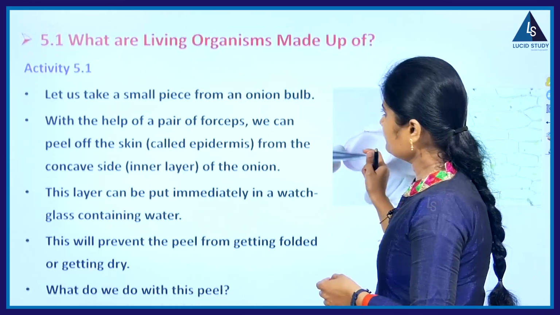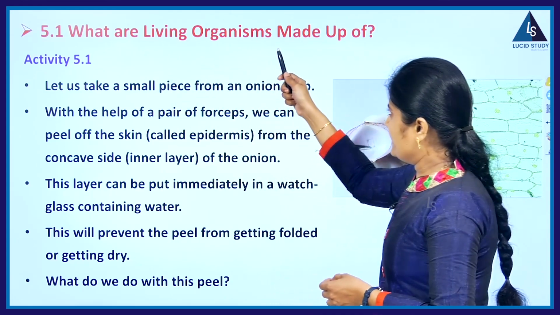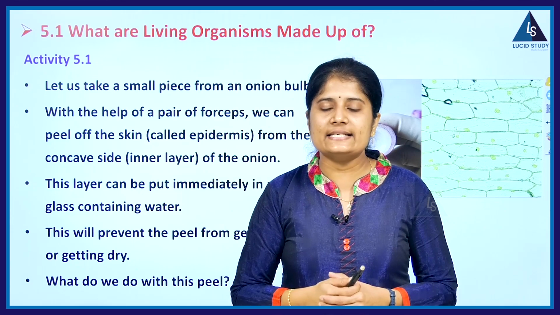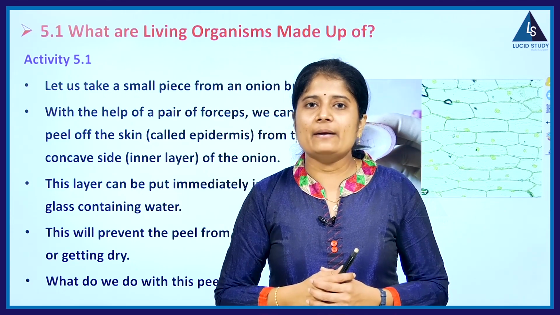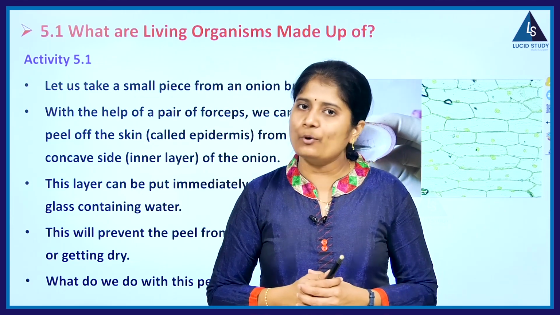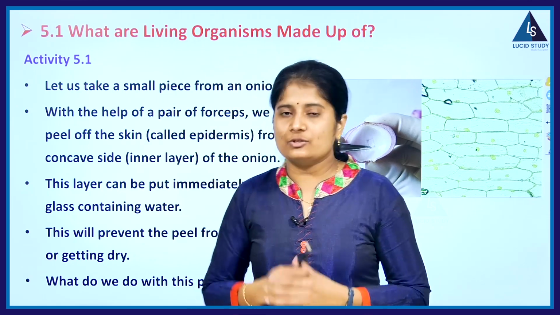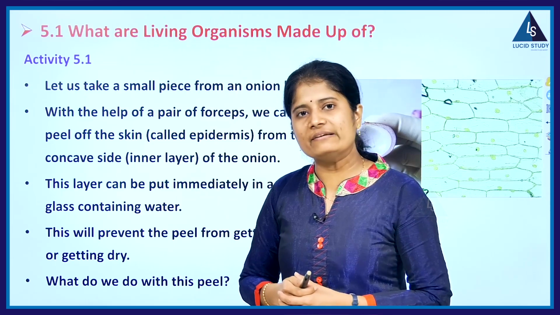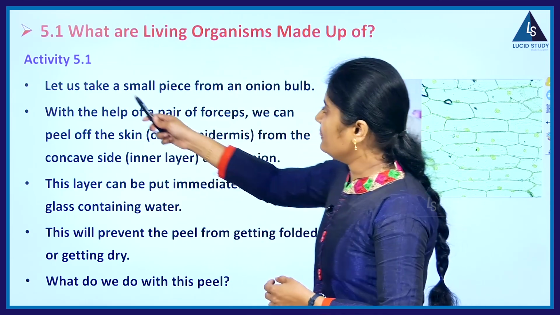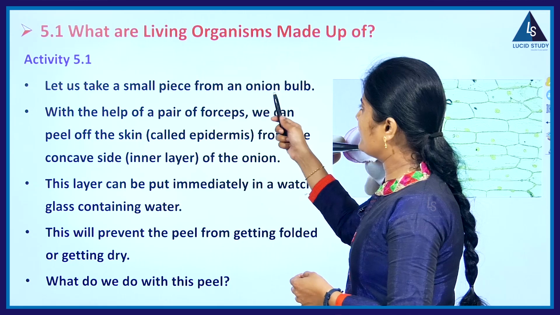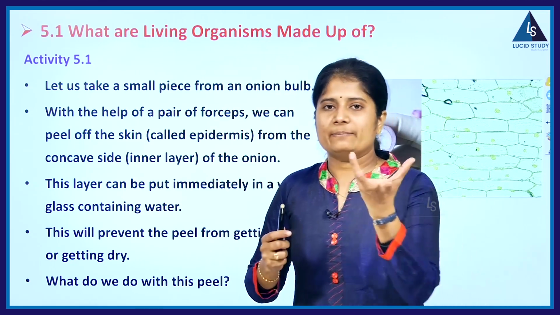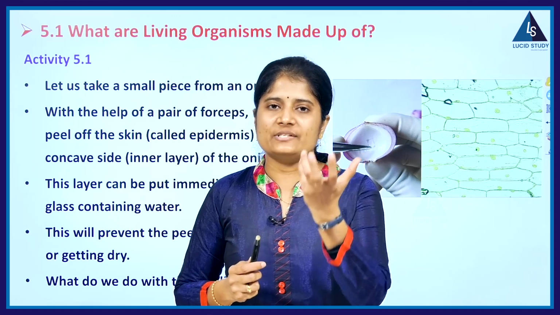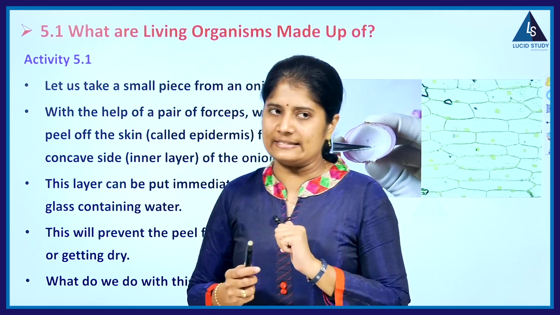Let us see, what are living organisms made up of? We see many organisms which play an important role in survival. So why do we consider cells important for all living organisms? Let us take a small piece from an onion bulb. You all know the onion, right? Let us see how the onion tells us about the structure of the cell.